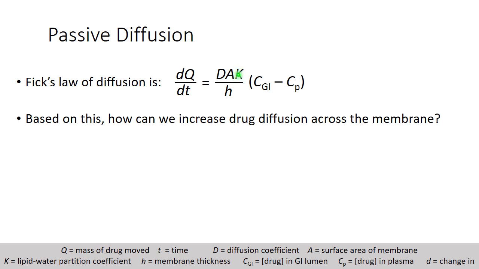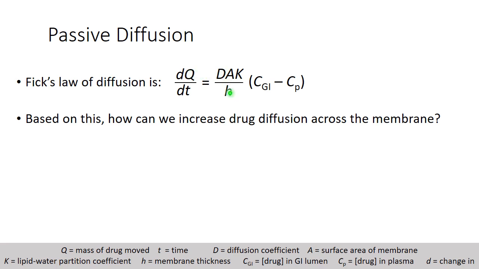The more lipophilic the drug, the higher the value of K, and the less charged the drug, the more lipophilic, the higher the K. That makes sense because it's on the top, so it would increase the mass of drug per unit time the more lipophilic it is. This is assuming that the drug is already dissolved, which is an important point to make. This is after dissolution.